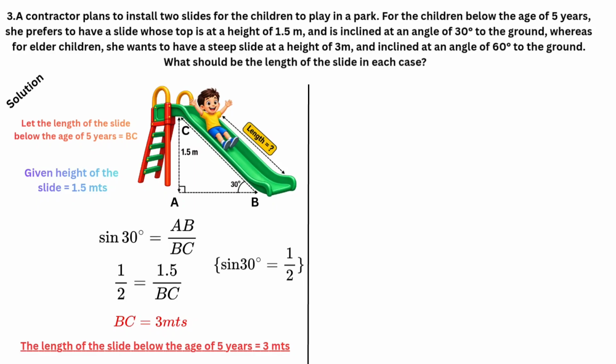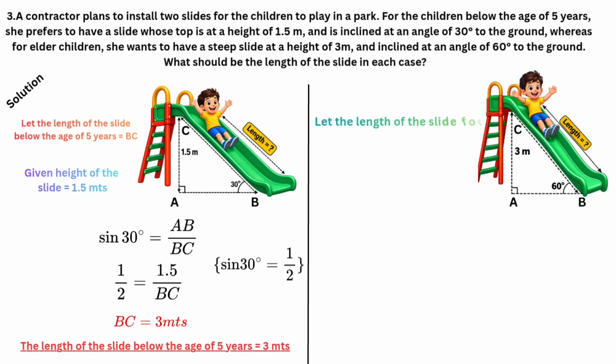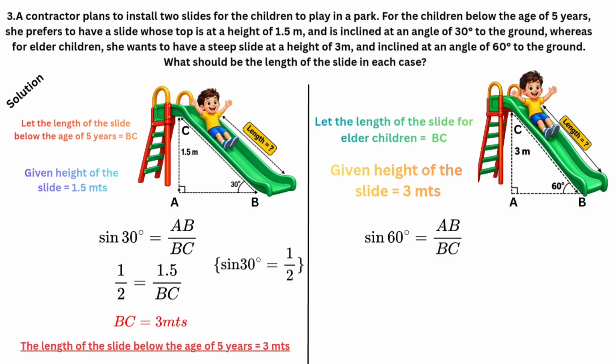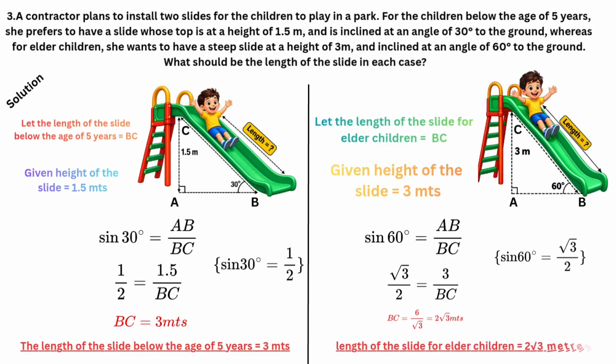From the second situation, let the length of the slide for elder children equal BC. Given height of the slide is equal to 3 meters. Sine 60 degrees is equal to AB by BC. Root 3 by 2 is equal to 3 by BC. Therefore BC is equal to 6 by root 3 or 2 root 3 meters. Length of the slide for elder children is equal to 2 root 3 meters.